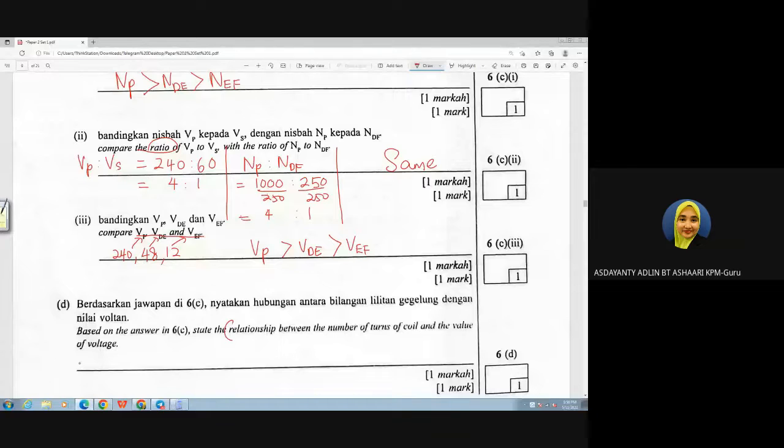Okay, the bigger or the higher the number of turns of coil, comma, the higher the voltage.